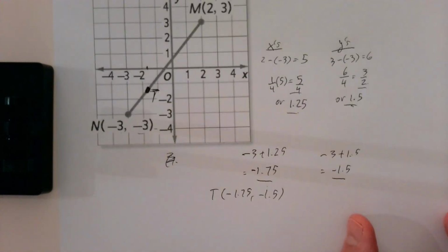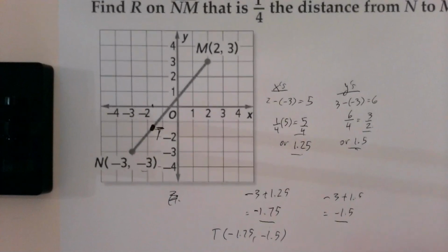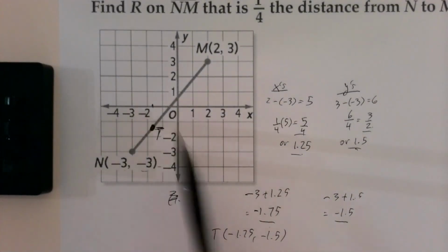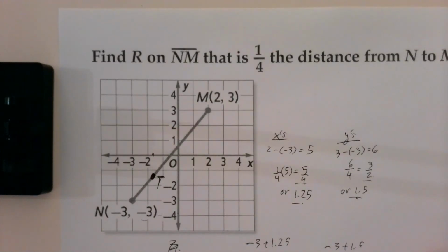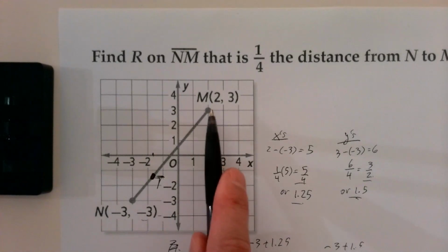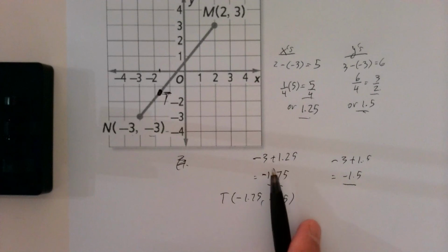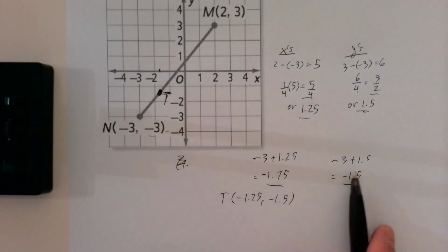What I want you all to get from this is this overall process where we find the changes in the x's, find the changes in the y's, and then we have to take the correct fractional distance of those changes, and then we'll either move forward if we're starting from N and going towards M, or if they wanted us to go from M to N, we would have moved backwards. So how that would work out is on each of these, instead of adding, I would have subtracted.